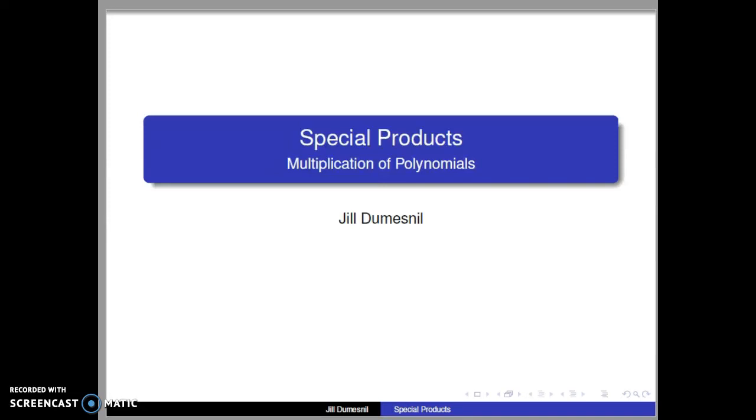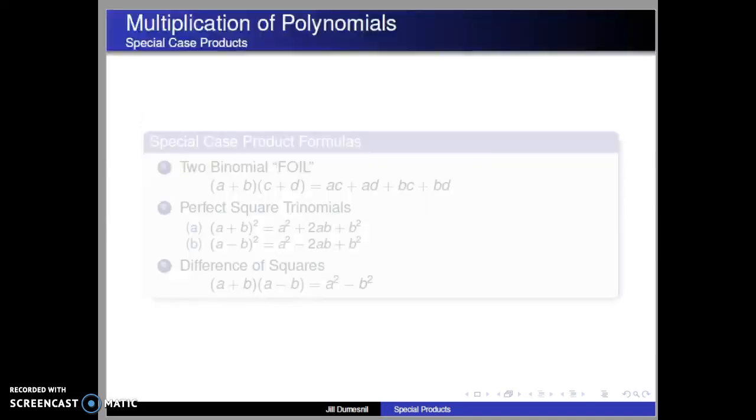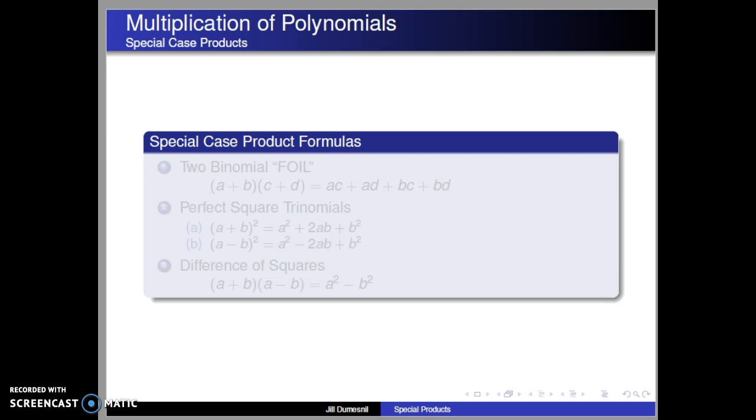It is often helpful to recognize special products of polynomials. We will consider special cases of binomial multiplication. We will state the formulas first and then show why each formula is correct, followed by examples.